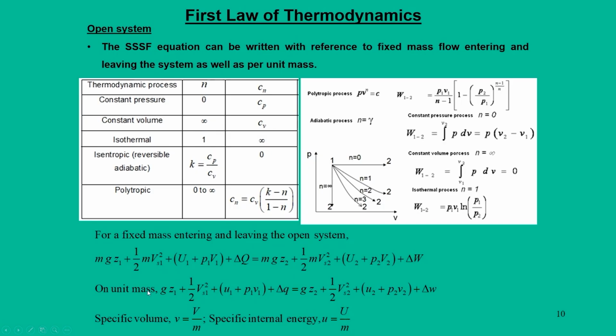So, accordingly, on a per unit mass basis, if a fixed mass is entering and leaving the open system, we can simplify these equations. And in fact, this particular figure also shows, for different values of n, what PdV work can be defined.